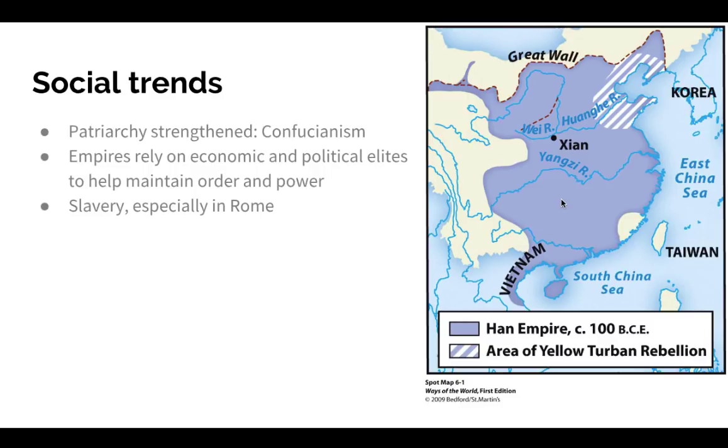The empires, so now we're talking about larger civilizations that are formed by conquest. These empires rely on those same elites to reinforce their power. And for a social structure, we have slavery, which is especially significant in Rome. Remember that slavery is not equally significant in all of these empires.